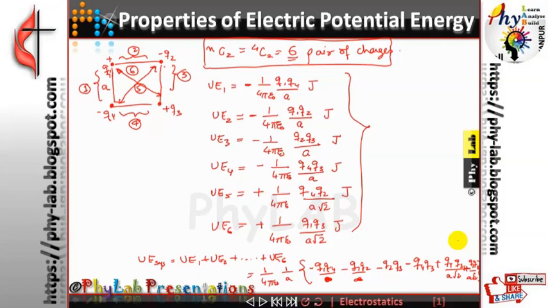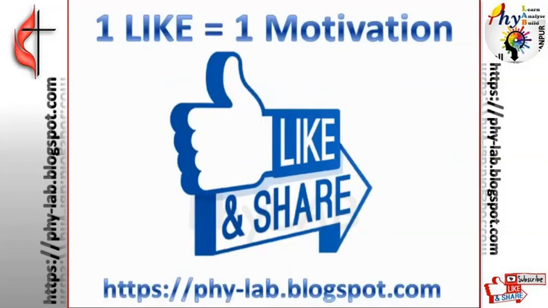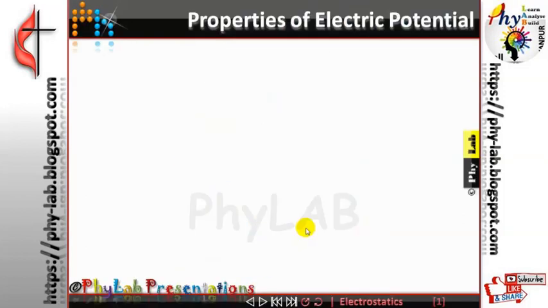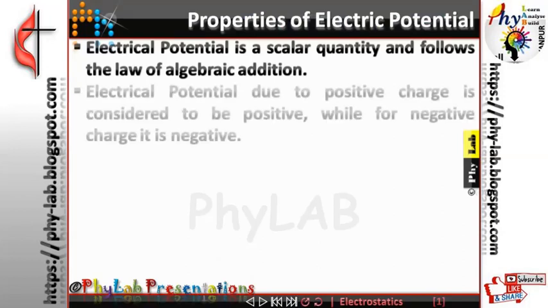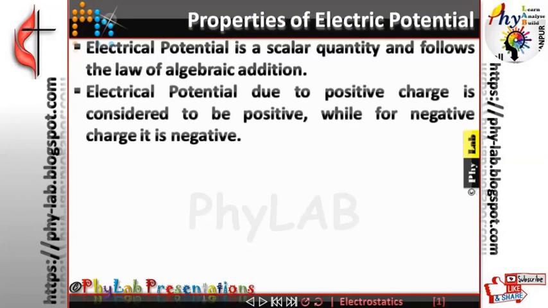So these were certain properties associated with electric potential energy, friends. Now let's review the properties of electric potential, friends. The very first property of electric potential is that electric potential is also a scalar quantity, and hence it's going to follow the law of algebraic addition. Secondly, electric potential due to a positive charge is always going to be written with a positive sign, and electric potential due to a negative charge will always be written with a negative sign.